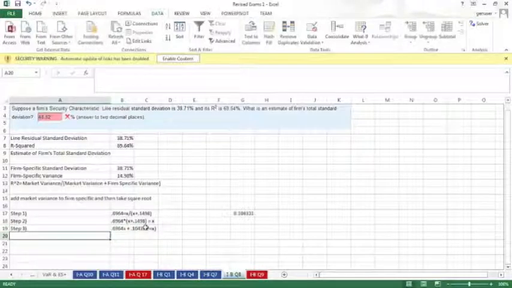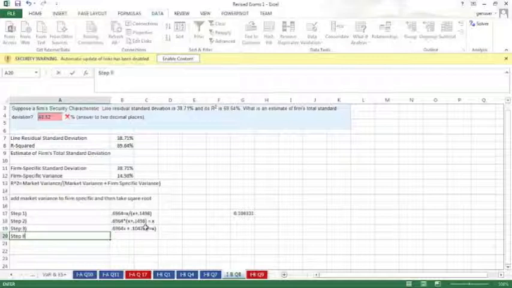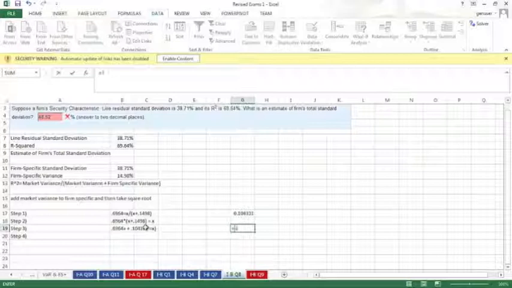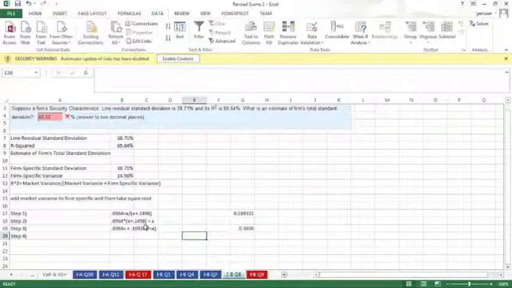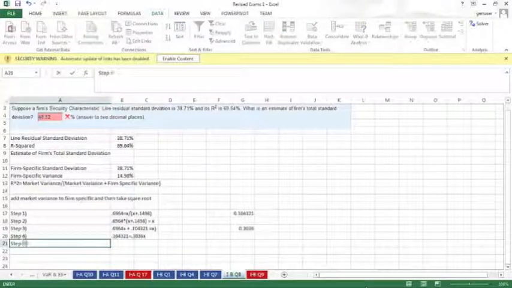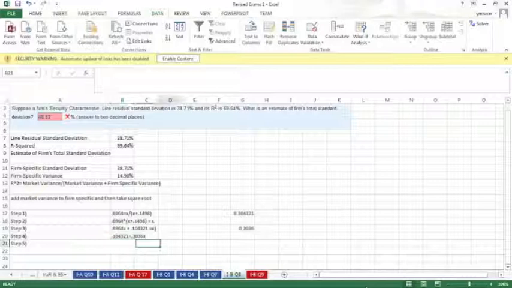And then your final step is just putting the x variables on one side. So 1 minus 0.6964 equals that. And so step 4 is going to be you still have the 0.104321 equals 0.3036x. And then the final step is to just merely solve for x.